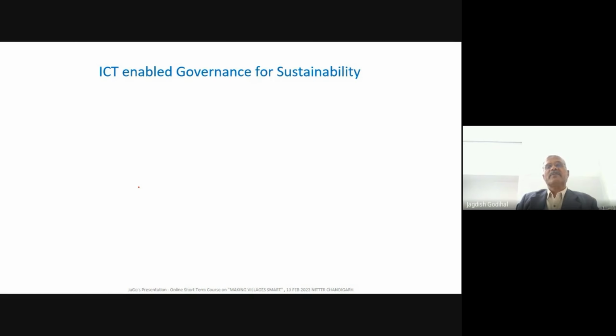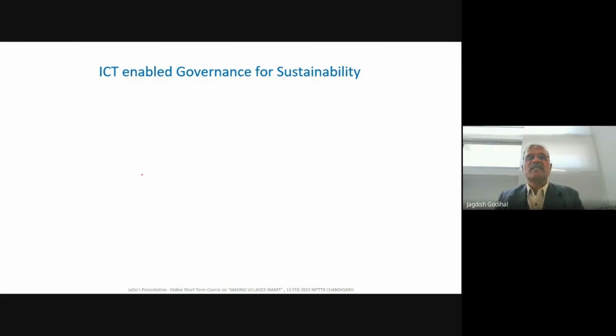Then ICT enabled governance for sustainability. So let it be, if I want to really know the performance of the village, which is transformed from traditional to smart, it is based on effective governance. Okay. So then ultimately, what is this governance?